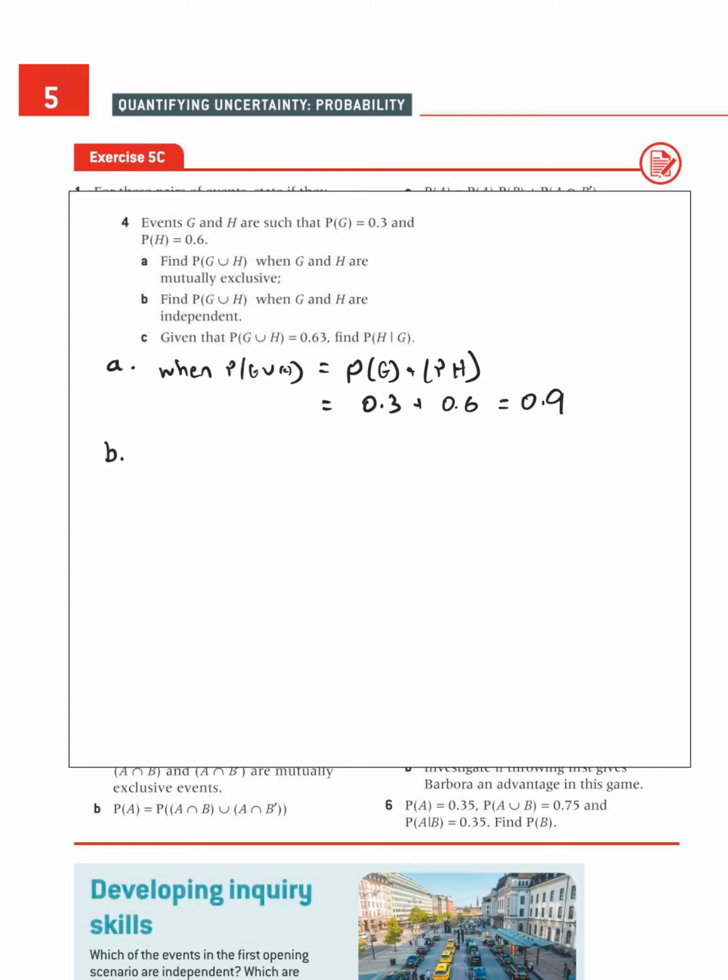For number B, find the probability of G union H when G and H are independent. If they're independent, there is an intersection, and it is the probability of G times the probability of H. So we need to find the probability of G union H, and we can do that using this formula: the probability of G union H equals the probability of G plus the probability of H minus the probability of G intersection H. Be careful here. The intersection of G and H for independent events is the probability of G times the probability of H.